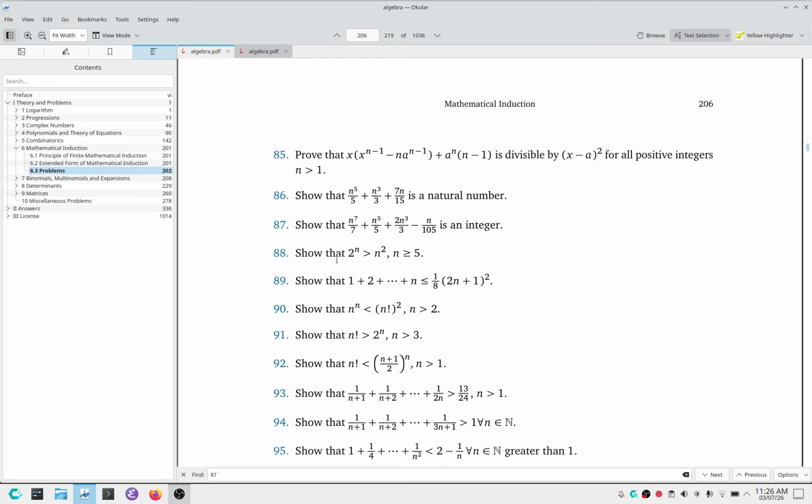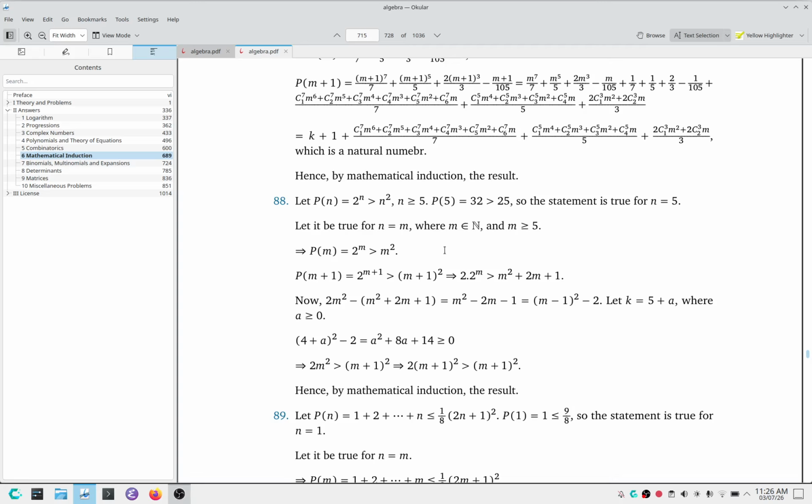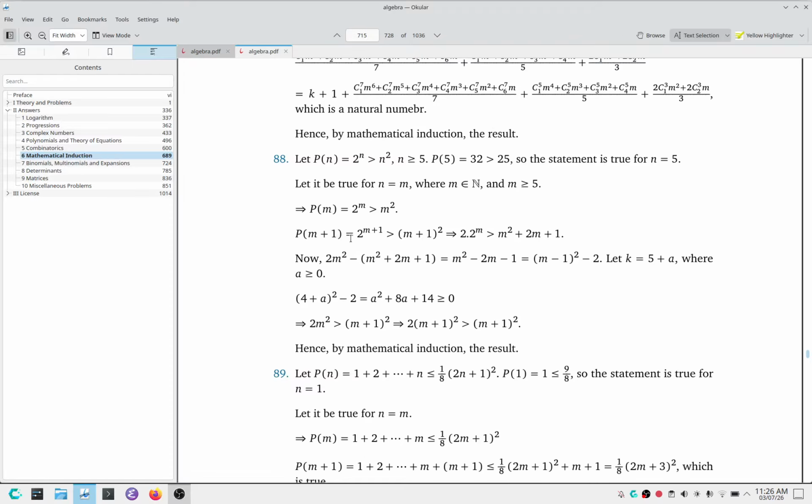Question 88 says that show that 2 raised to the power n is greater than n square for n greater than or equal to 5. So we put n is equal to 5, we get 32 greater than 25, which is true for n is equal to 5. Now we let it be true for n is equal to m, where m is greater than or equal to 5. So 2 to the power m is greater than m square. Now we put n is equal to m plus 1, we get 2 raised to the power m plus 1 greater than m plus 1 whole square.